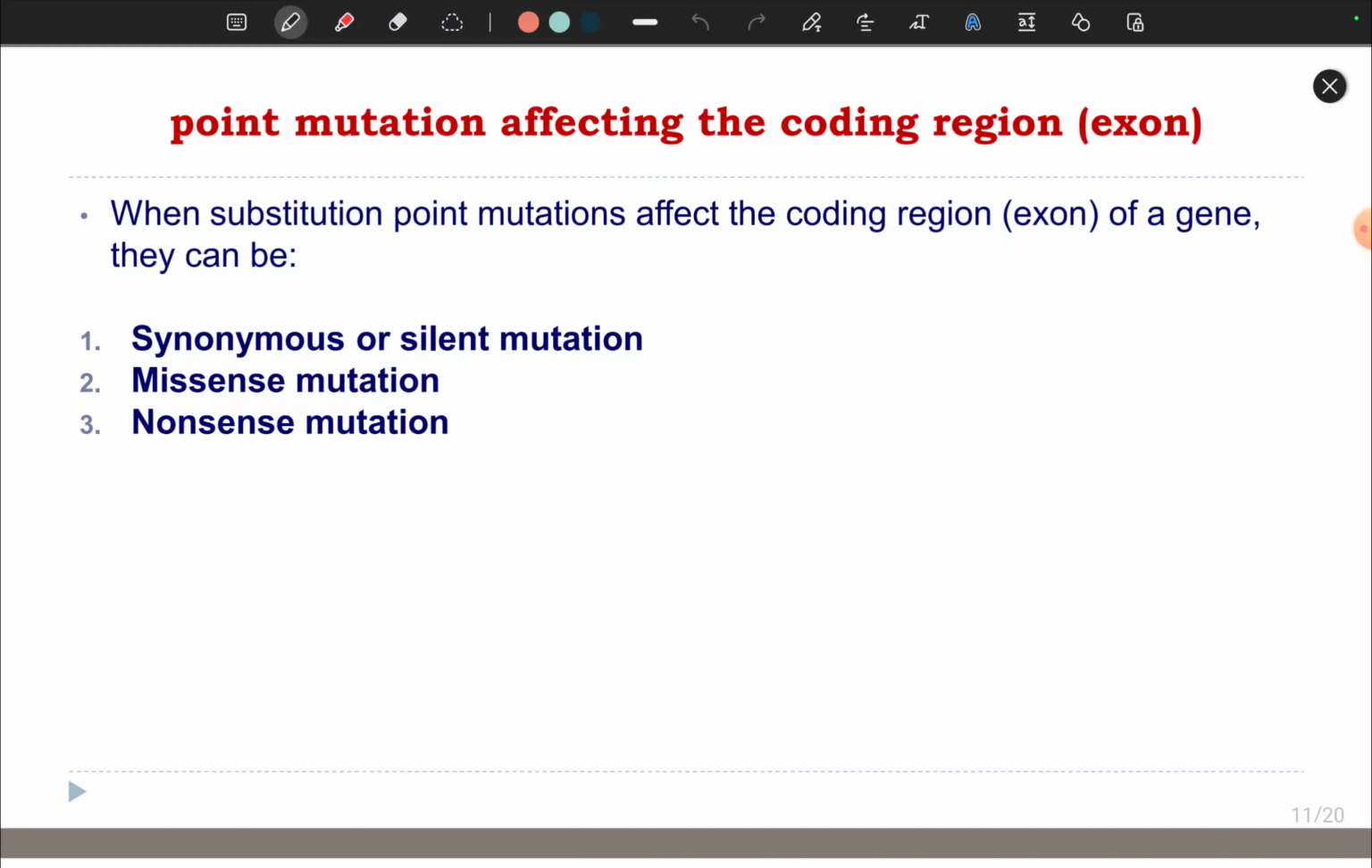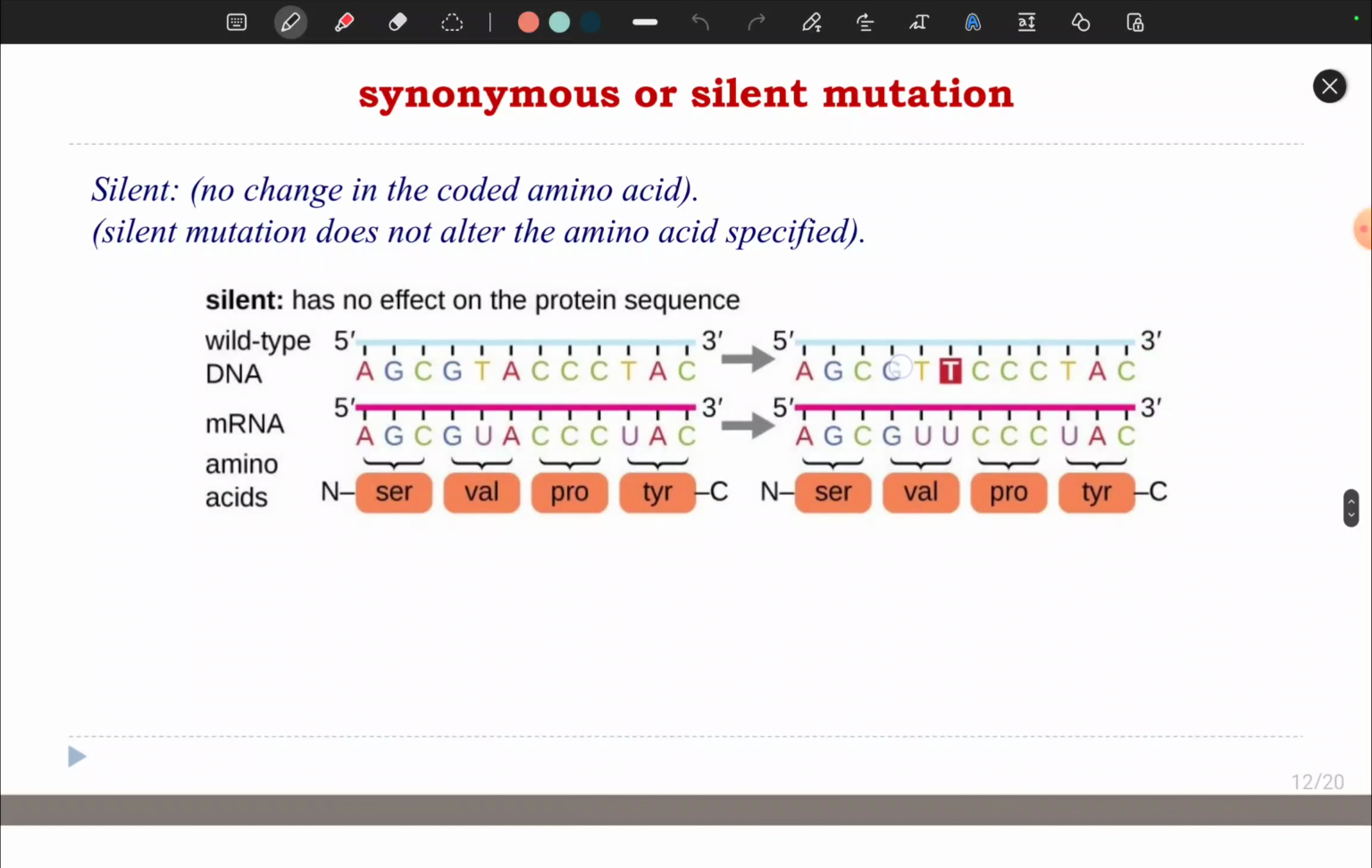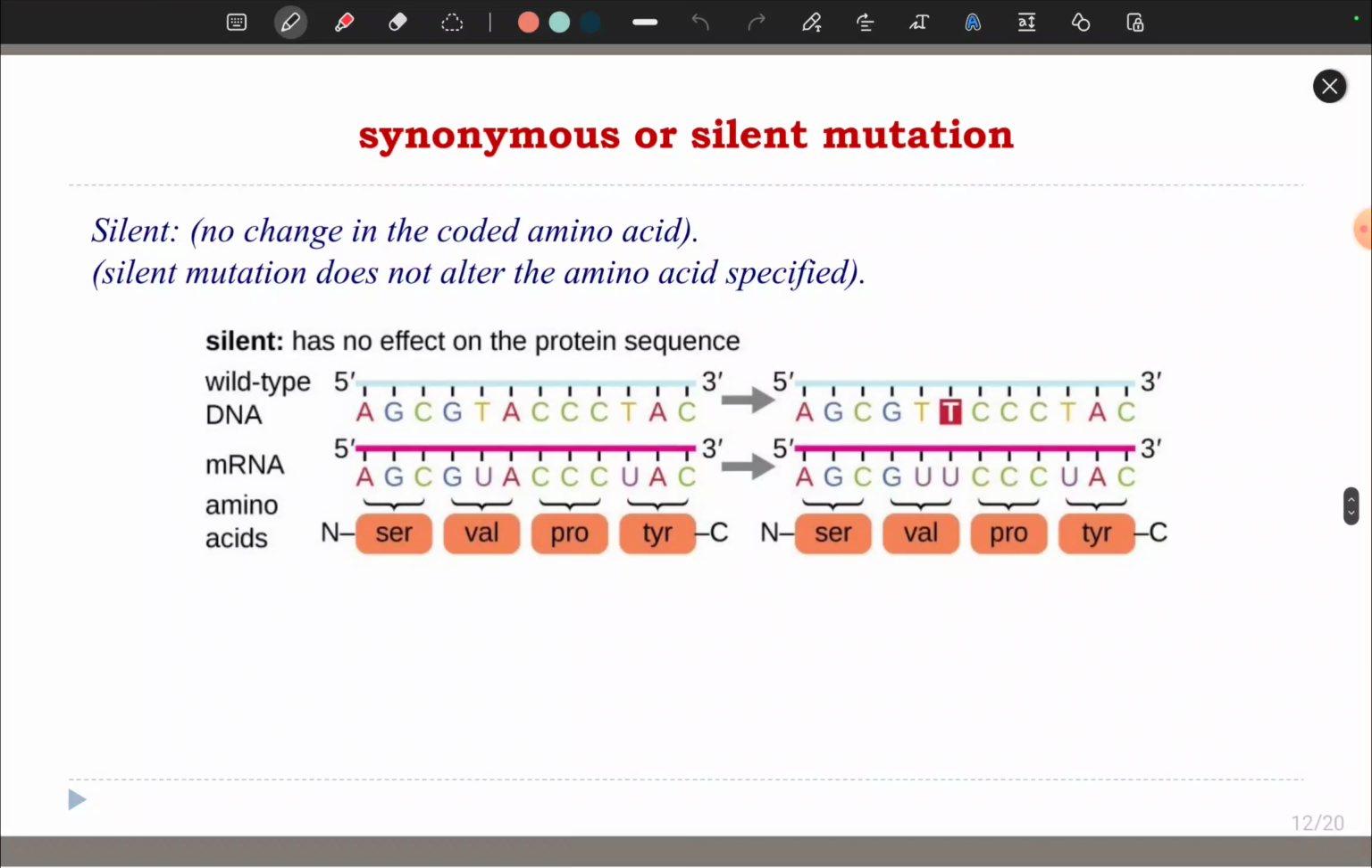Premature termination, truncated protein, it's a pathological protein. Within the coding region of a gene, mutation can again be harmful if you have insertion or deletion that causes a shift of the genetic code, within the frame of the genetic code. That's frame shift mutation.